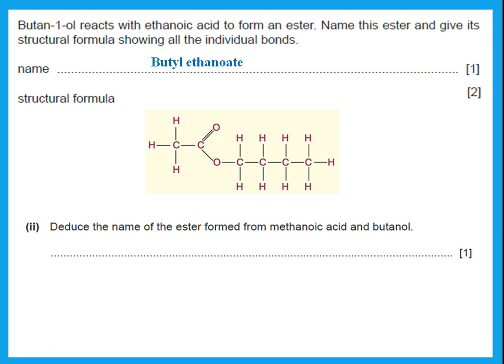Deduce the name of the ester formed from methanoic acid and butanol. Again, how do we name it? Start with the alcohol. The alcohol is butanol, so you want butyl. The acid is methanoic. That means it is methanoate.